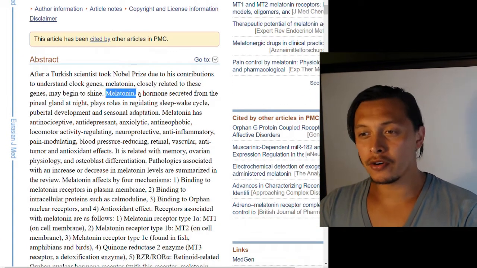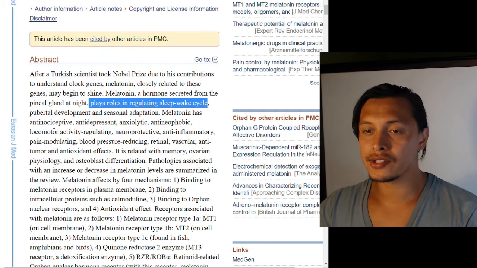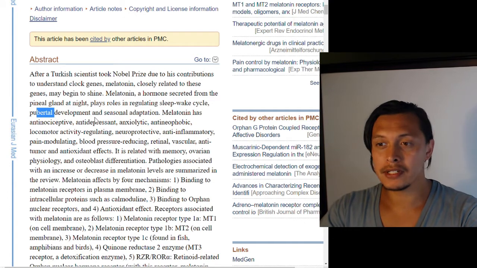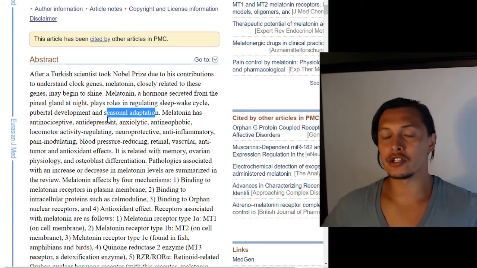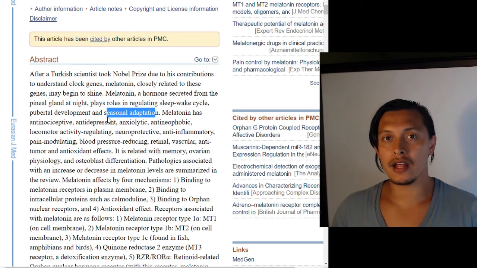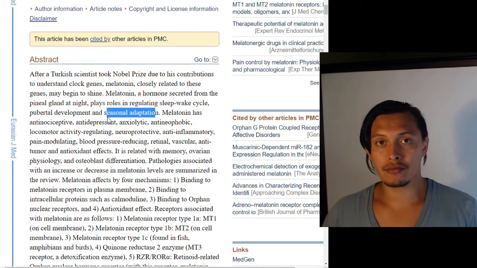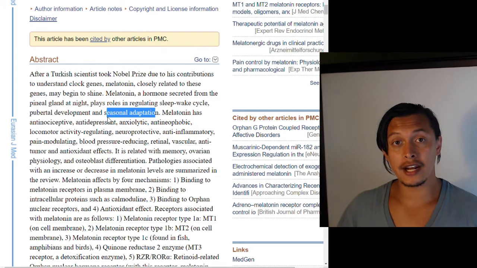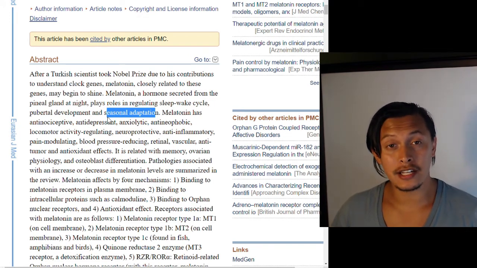Regardless, melatonin, a hormone secreted from the pineal gland at night, plays a role in regulating the sleep-wake cycle. But not just that, it also regulates pubertal development and seasonal adaptation. So how could this work with seasonal adaptation? A lot of organisms can keep track of what time of the year it is through the day-night cycle. In the summer, the days are long and the nights are short, and in the wintertime, the nights are long and the days are short.